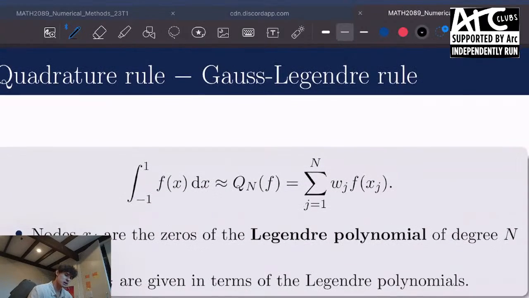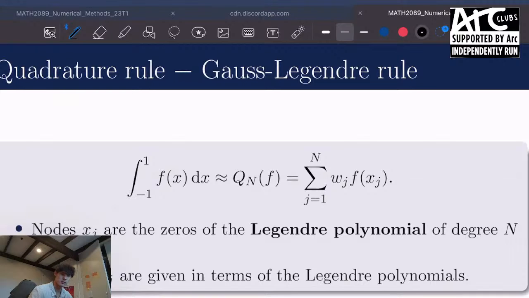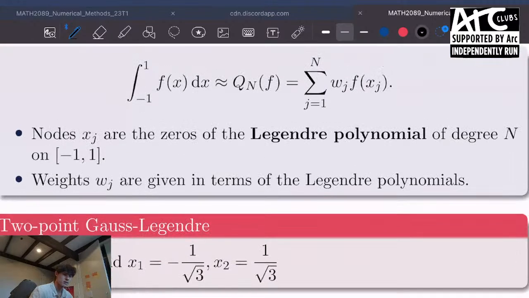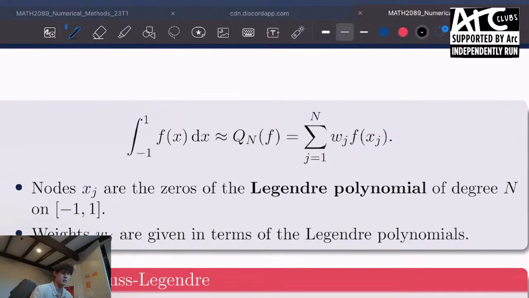Okay, so now let's look at the last rule, which is our Gauss-Legendre rule. The reason why this is a lot different is that we're no longer doing this Lagrange polynomial method. We're doing something different.